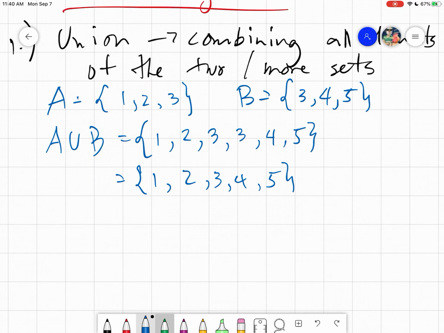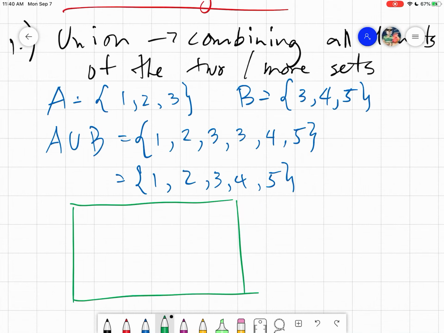Okay? If we will try to represent this one using the Venn diagram naman, it will just simply be like this. Meron tayong laging box. Okay? And then we will have our two sets. And sets are represented by circles. So, ibig sabihin, itong set A, ang laman niya is 1, 2, 3. At itong set B, ang laman niya is 3, 4, 5.